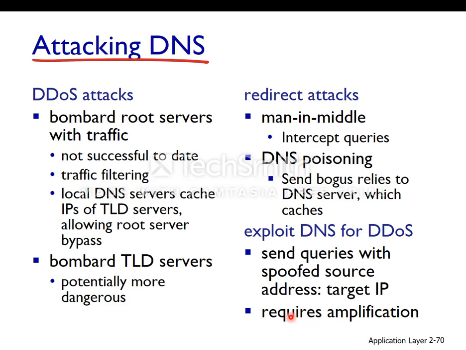Another thing you could do is use DNS to carry out a distributed denial of service attack. In this case, you basically send a query with a spoofed source address, and that spoofed source address is the target machine you're trying to attack. Okay. Now, for this kind of attack to succeed, you need to have amplification. In other words, you need to have many machines that are generating queries with spoofed source addresses. But people have attempted this.